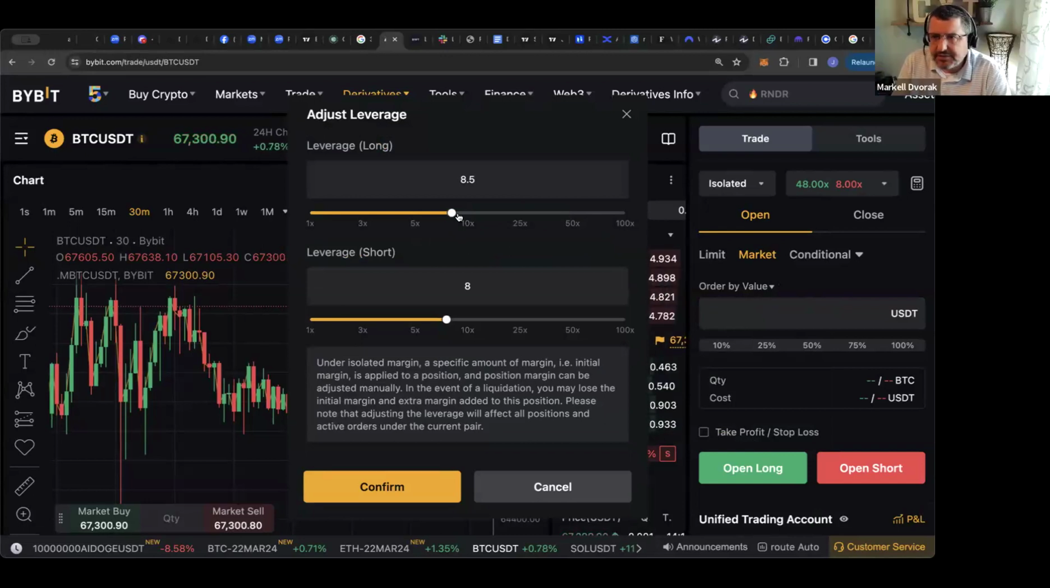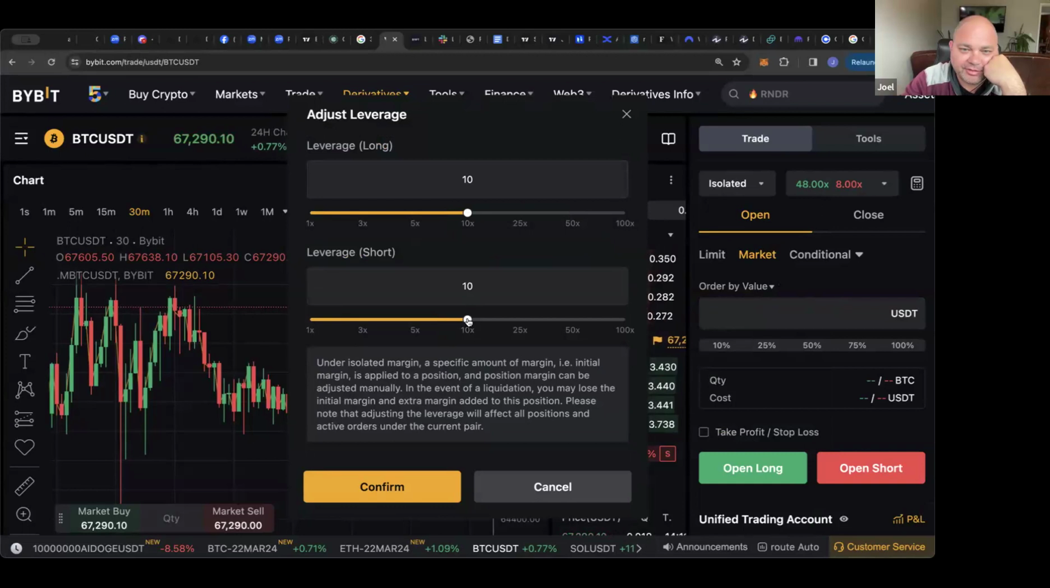Slippage just means you couldn't sell out, and fees and other stuff. Let me show you a little bit of an example. I can do 10x and 10x. I'm not going to actually do a trade, but I'll set my leverage to those.